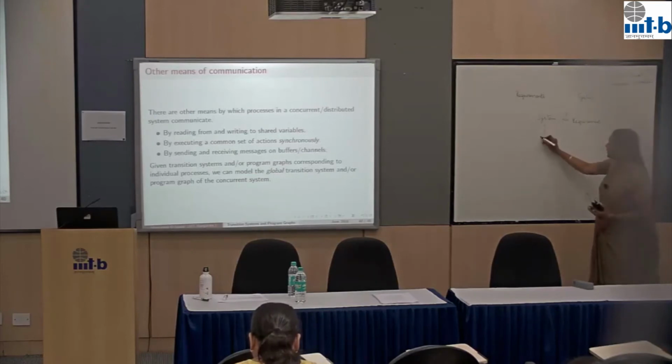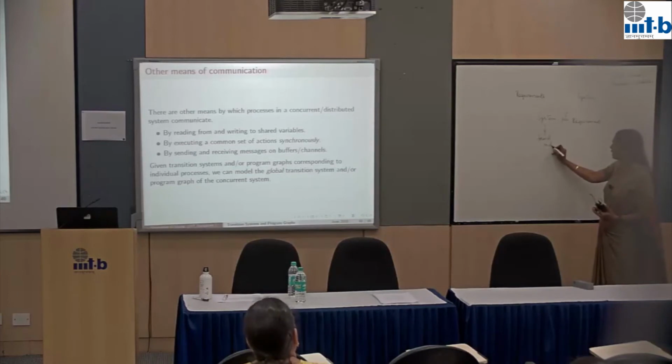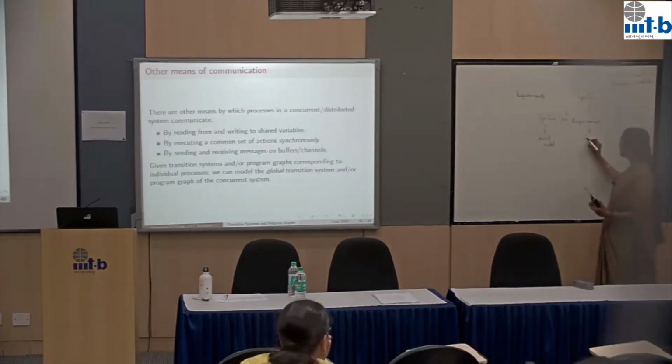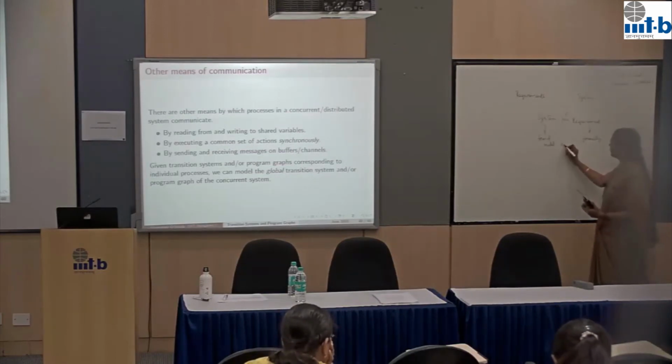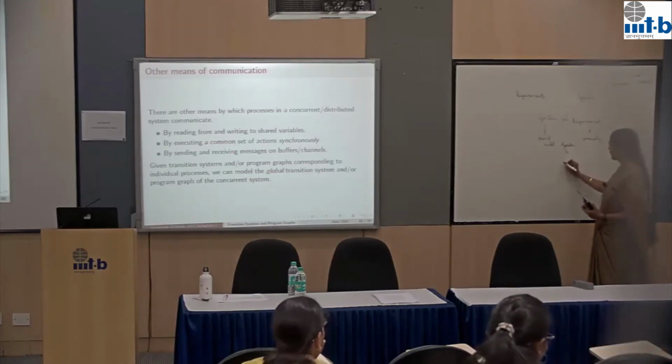So I have system modeled as a formal model in some language. Then I have requirements written formally in another language. And then I have an algorithm to check for this.